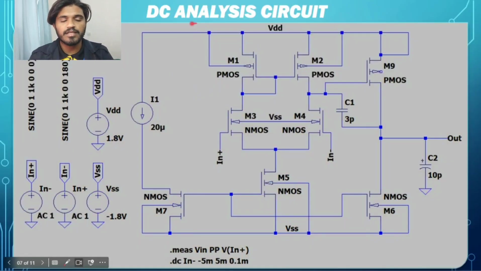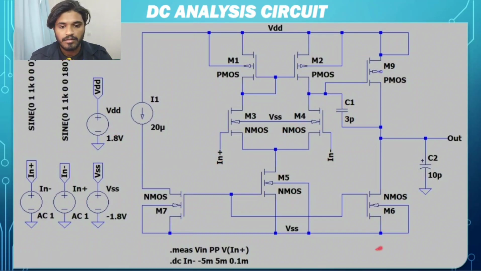As for the DC analysis circuit, this is the circuit that we designed for our two-stage operational amplifier, and we give a VDD of 1.8 volts and VSS of negative 1.8 volts to set the limit of the waveform. There is also a positive input sine wave with a 180 degree phase shift, and a negative input sine wave with 0 phase shift, which both have a 1 volt amplitude and 1 kilohertz frequency.